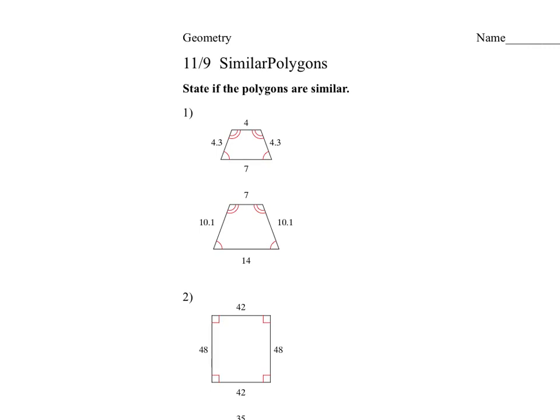All right, the first thing you're going to do to see if they are similar, you're going to state if they're similar. Now, for these, you don't have SAS or AAS. That's only for triangles. But if these are similar, what I do is shape one. This has 4 sides, so I'm going to make 4 fractions.